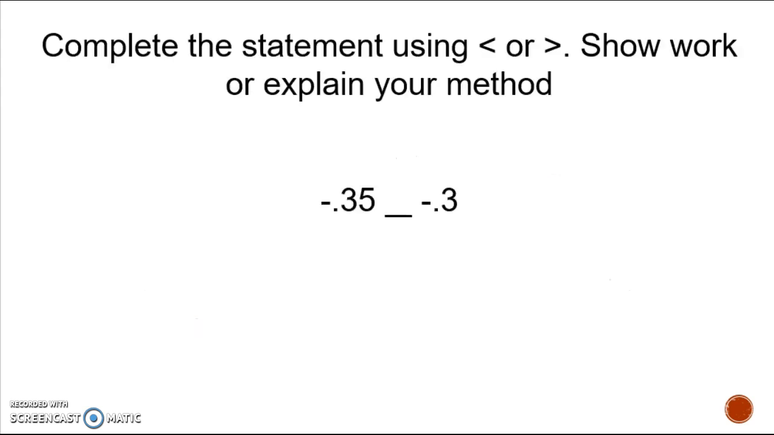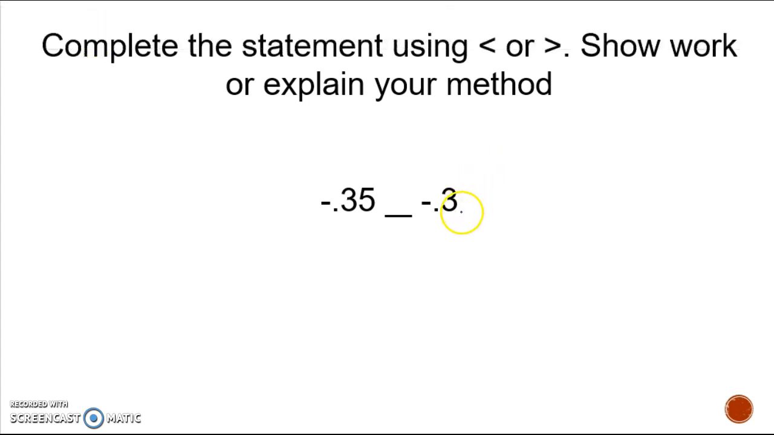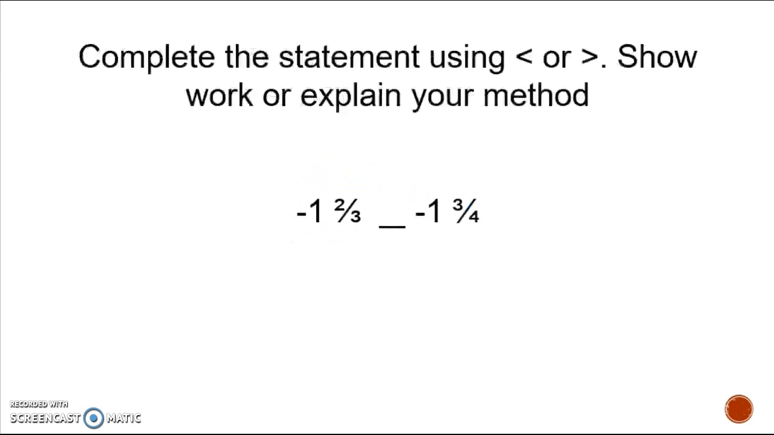All right, complete the statement using a less than or greater than sign. So when we are comparing decimals, remember that our place values really matter. So actually I have a 0 here. So this is 0.30 and this is -0.35. So the greater negative number is the smaller one. So -0.30 is greater than -0.35. If you want to think about it like money, you'd much rather owe somebody 30 cents rather than 35 cents, or $30 rather than $35.